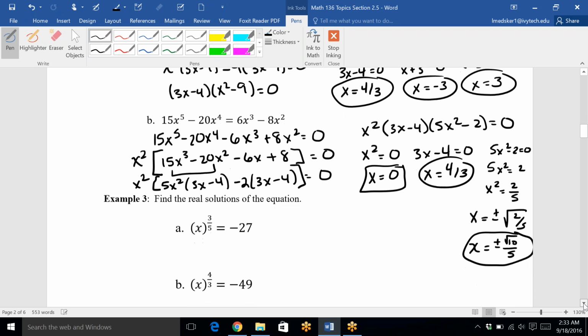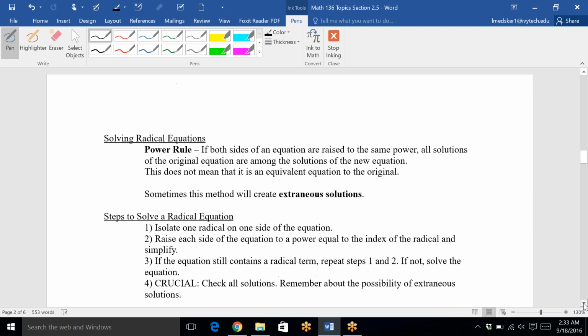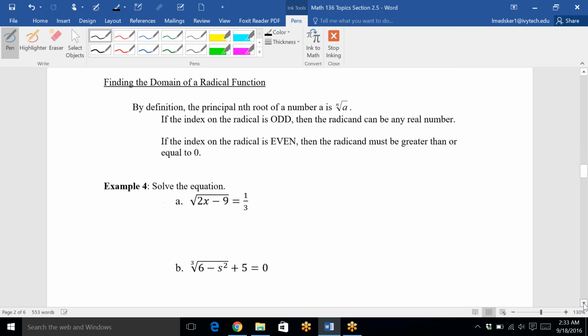Okay, the only other thing we need to do, because example 3 is part of the notes for Monday's class, is we need to look at some more radical equations. These are some of the ones we skipped over in class.